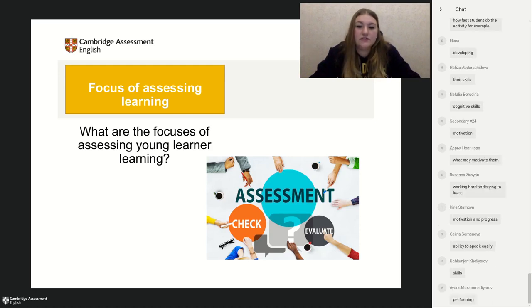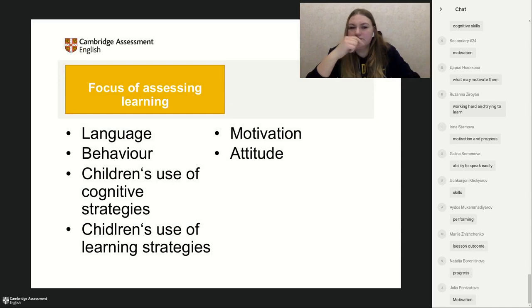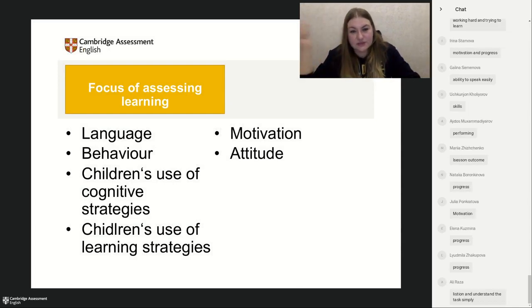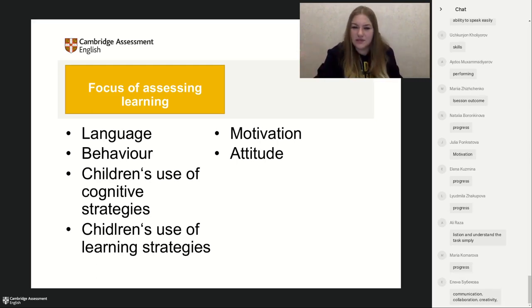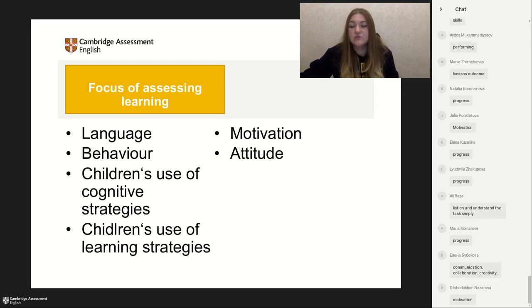Okay, so here is the list of all of the focuses. Of course, it's language, their behavior, that's about everything. Somebody talked about time, so how much time do they spend on something, and how do they interact with each other? Children's use of cognitive strategies, you were right. Children's use of learning strategies, motivation and attitude. By attitude, we understand the attitude to language, the attitude to the atmosphere in the classroom, because it's very important. Not just to come to the classroom to see the teacher and have a lecture, but also to have fun and find friends there, okay?